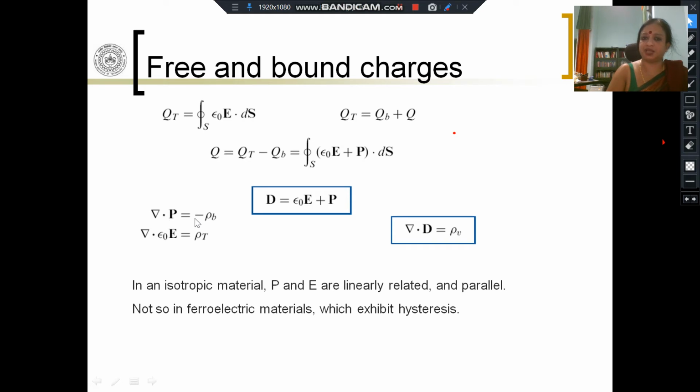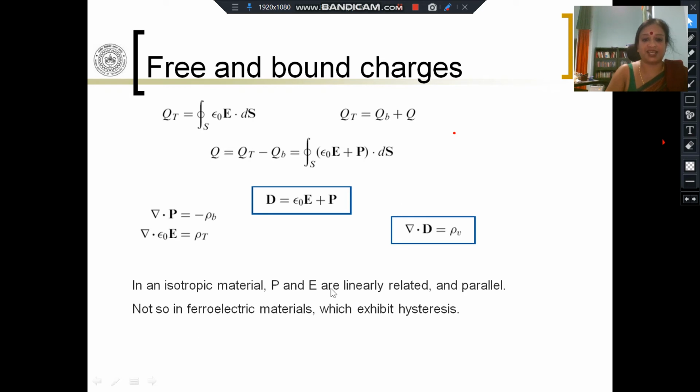Divergence of P is equal to minus rho B by definition. And divergence of epsilon naught E, the free space, is equal to the total charge density, which means divergence of D, again, we know by Gauss's law, is equal to rho V, which is the free charge density. So where does this take us? I'll come to that later.